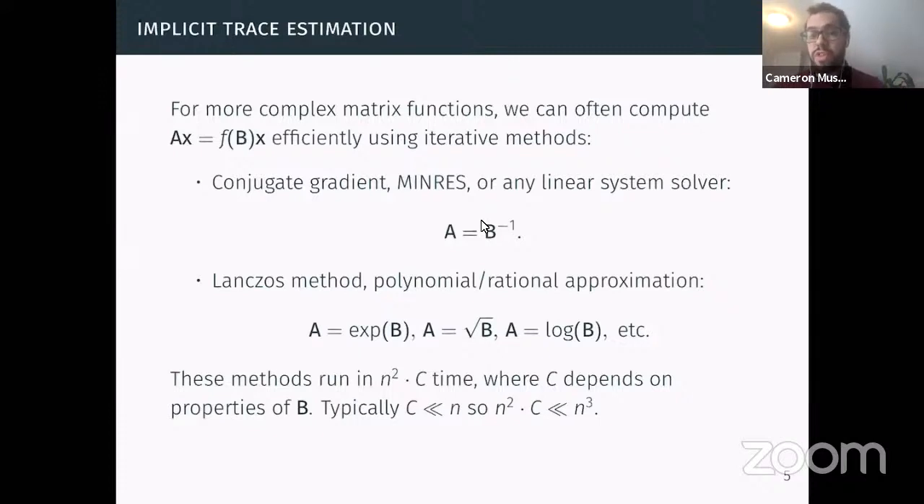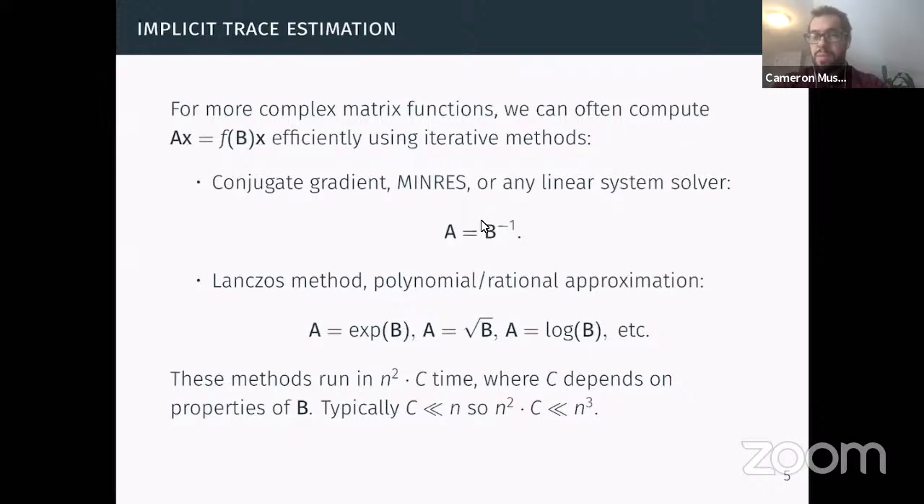Or if A is some function of the eigenvalues of B, so A is the matrix exponential of B or the matrix square root or the matrix logarithm, these types of matrix functions can be approximated using polynomial and rational approximation. Using, for example, the Lanczos method, we can very efficiently multiply these matrix functions by a vector. Typically, the runtime of these methods, I'm not going to get into them in detail, but they basically require C matrix vector multiplications with B itself.